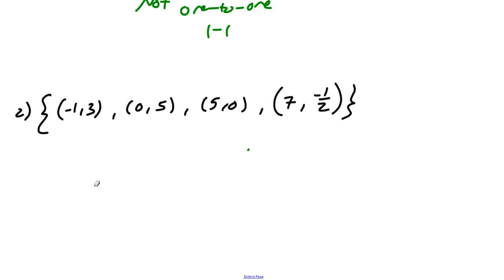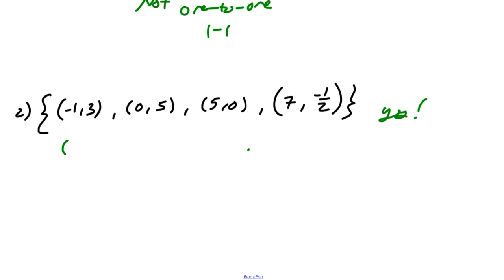Looking down here, -1 is paired up with 3, 0 is paired up with 5, 5 is paired with 0, and 7 is paired up with -1/2. There's nothing wrong with this. This x value is only paired up with that one y value, and this x value is only paired up with that one y value, so that's fine. So this does have an inverse. First of all, this is one-to-one. Say yes.